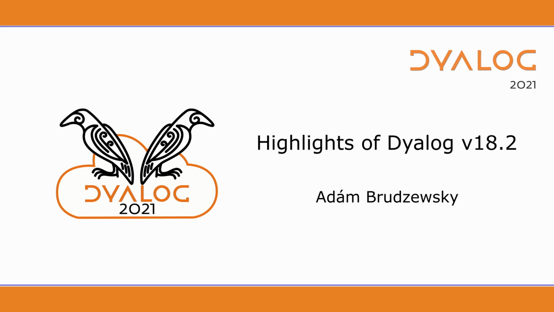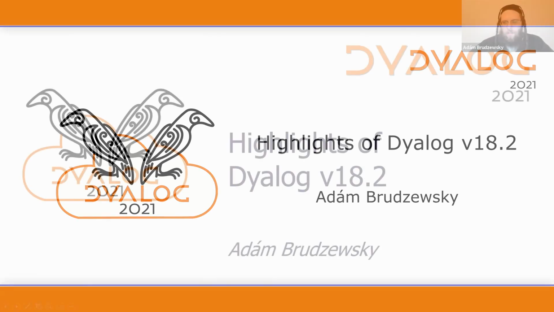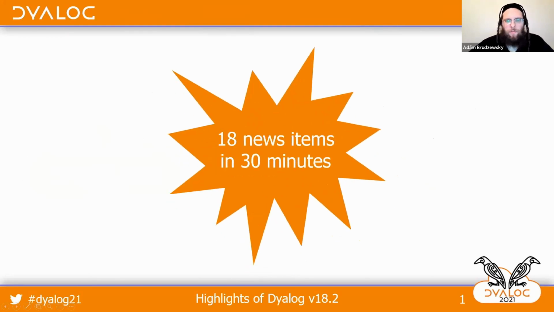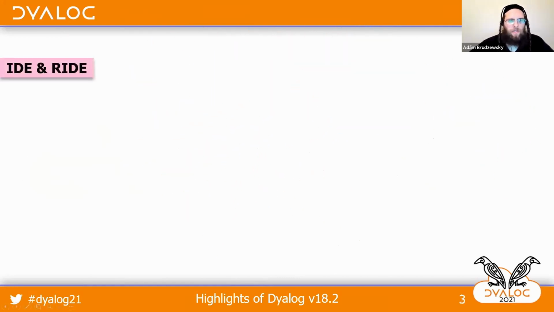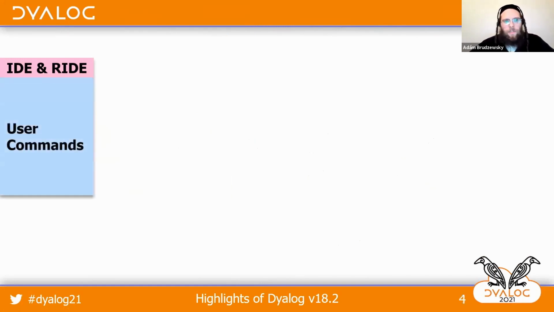Okay, so indeed, new things in 18.2, and as I mentioned, 18 things, 30 minutes. I try to categorize them to make it easier to keep a handle of all these many things that we're dealing with. First category, things that pertain to the ride and the IDE. Then there's a bunch of user command stuff, and finally various utilities.